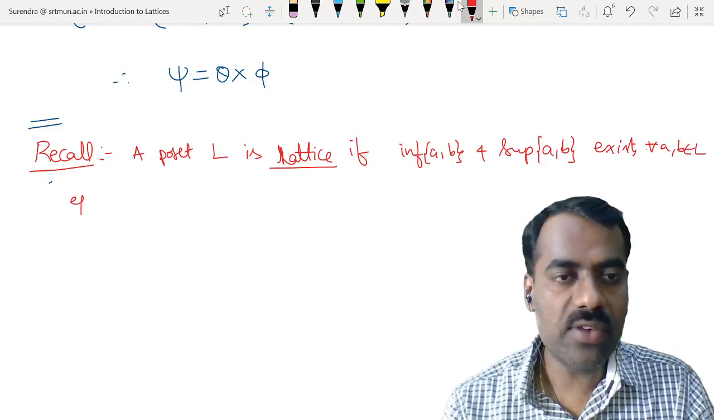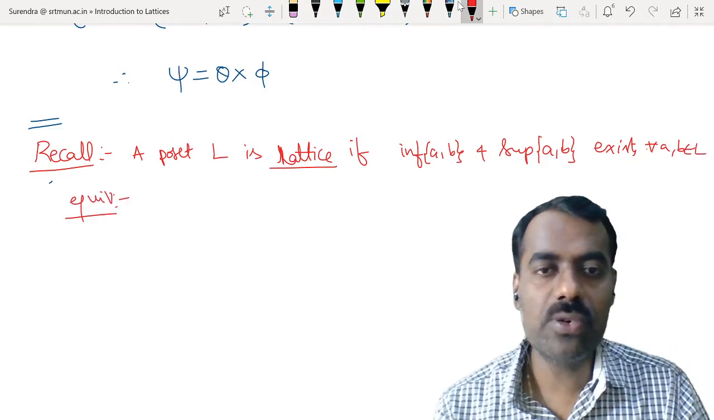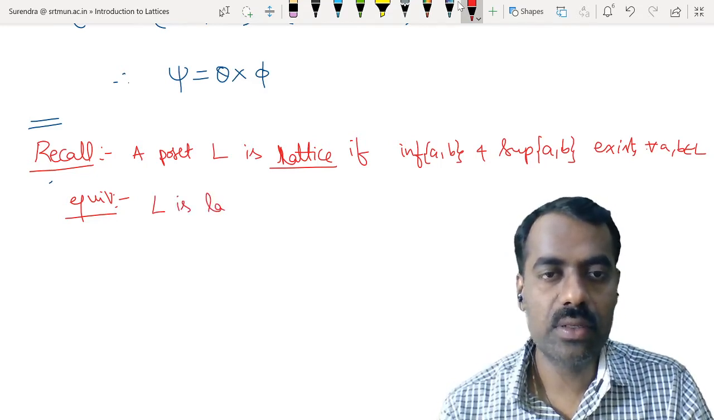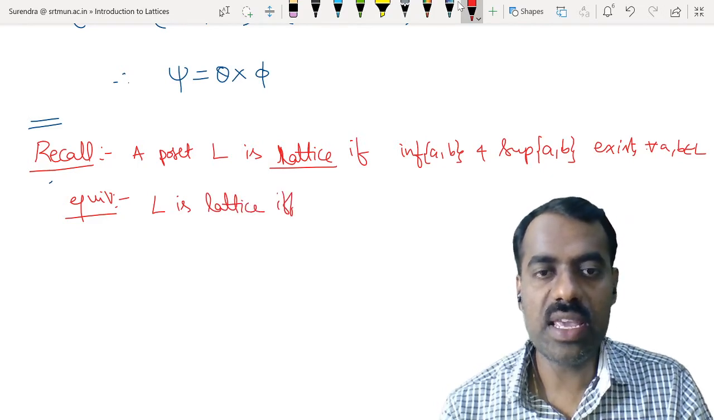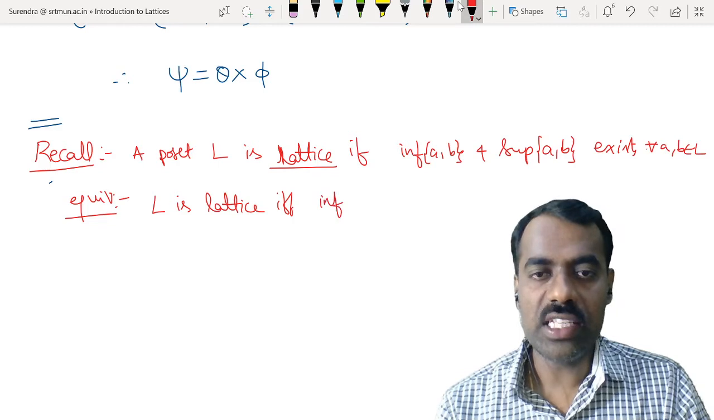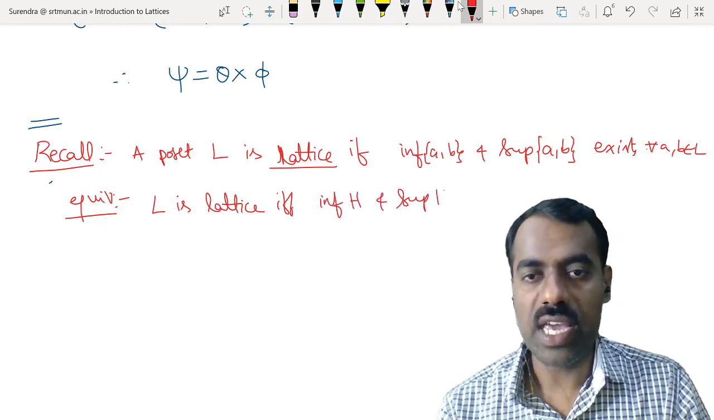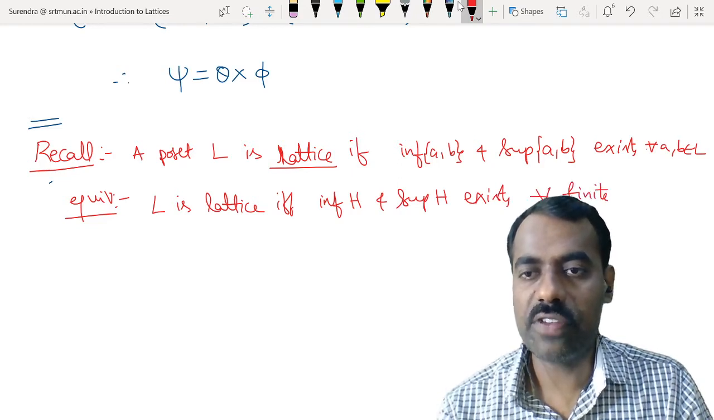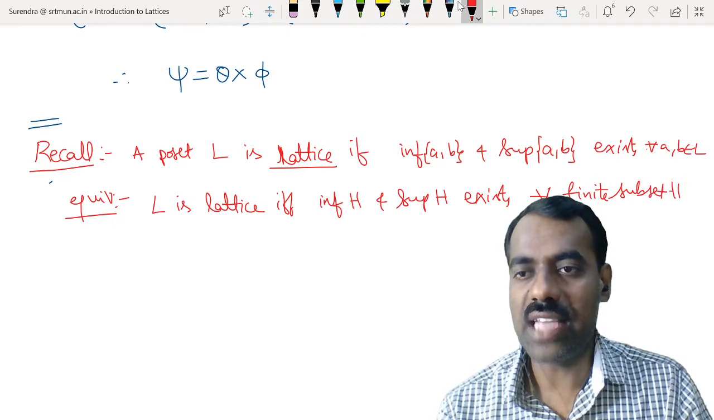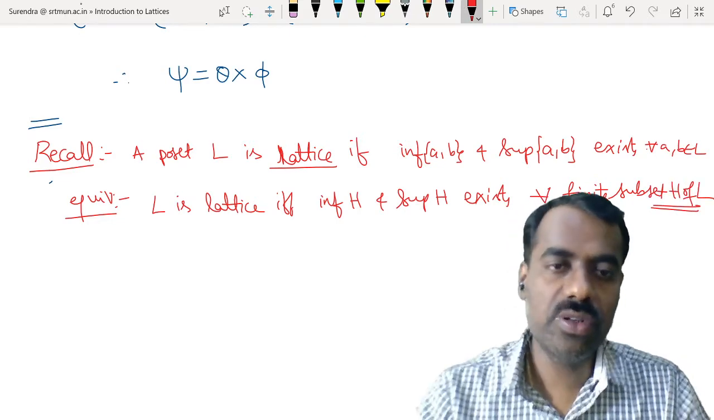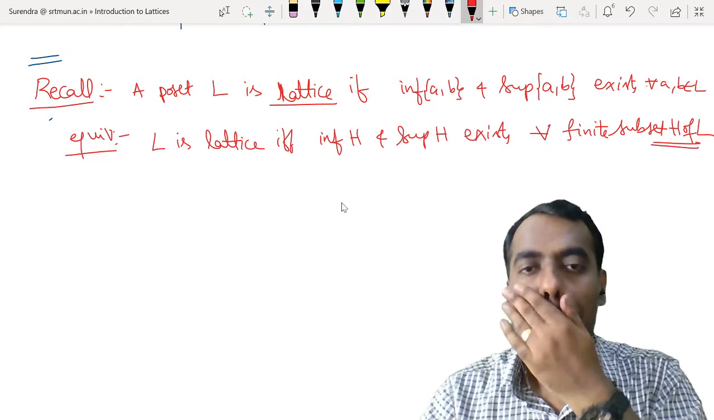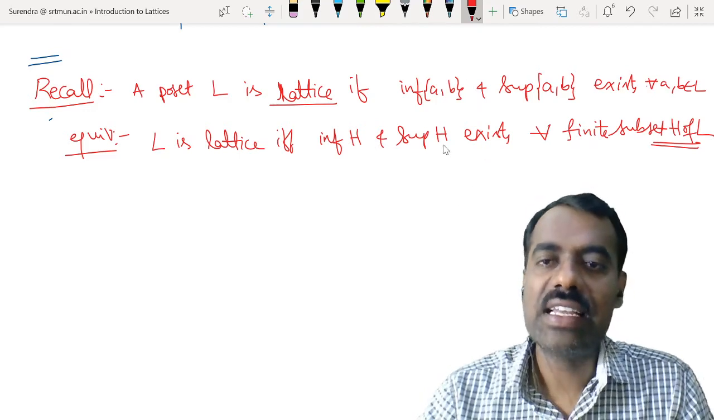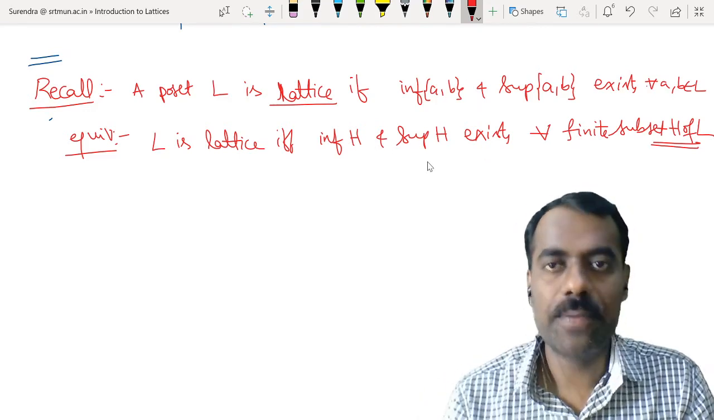Or we also proved an equivalent statement. For any finite set, L is a lattice if and only if the infimum of H and the supremum of H exist for every finite subset H of L. Do you remember this result? We have proved that not only for two elements, it is enough if we prove that for any finite set the infimum and supremum exist, right?